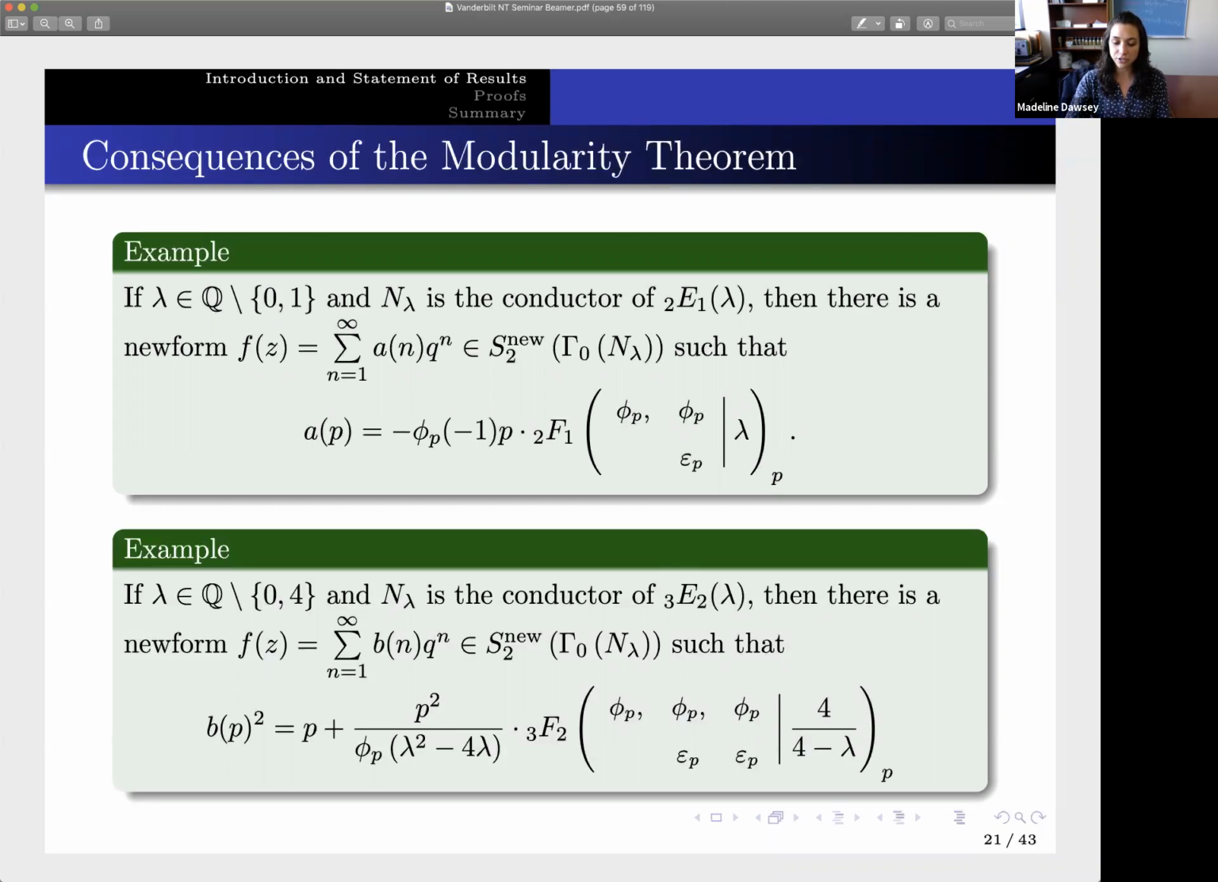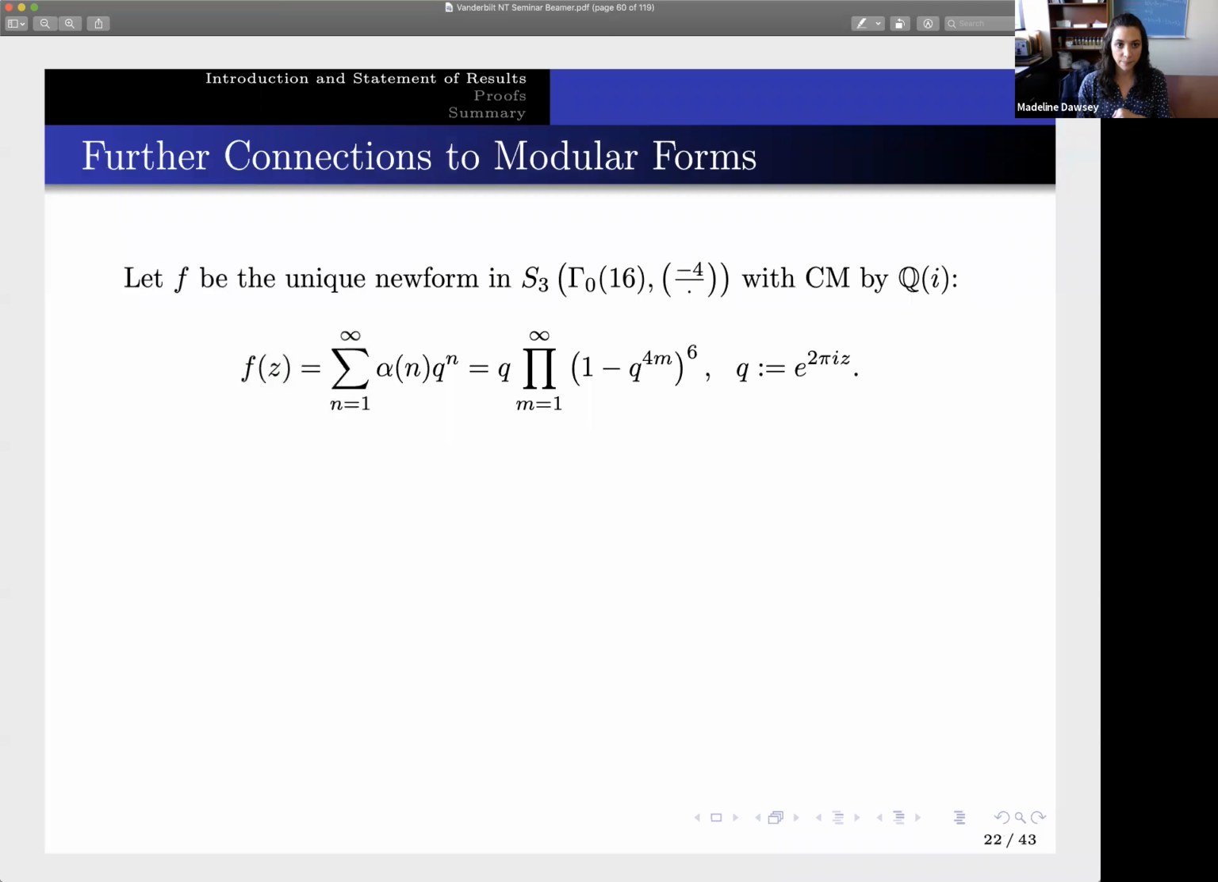Okay, so there are lots of relationships like this, because anytime you get a connection to an elliptic curve, you're automatically going to have a connection to a weight 2 newform. But the really interesting thing is that there are more connections to modular forms than just the weight 2 ones coming from the modularity theorem.